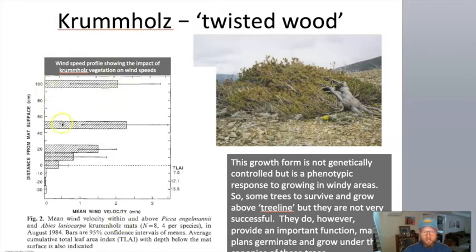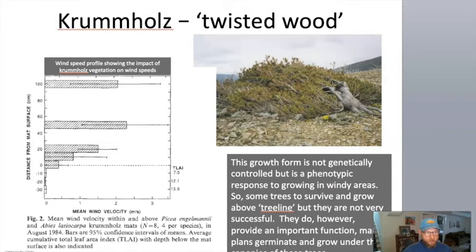You see in the figure here, this is mean wind velocity on the x-axis and distance from the surface of the mat, or the top of that canopy. These are the wind speeds, so essentially this is the wind speed profile if we were to draw a line. And you can see at the top of that surface or the mat and below, there's essentially no wind. And so lots of plants can get started underneath the canopy of the Krummholz vegetation. So it acts like a nurse plant in these alpine areas.